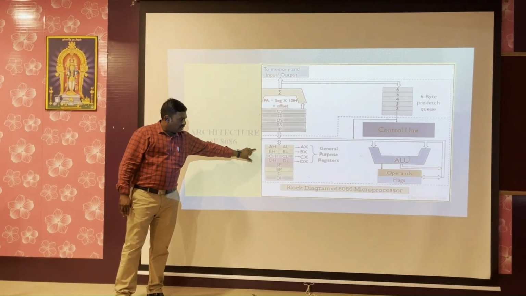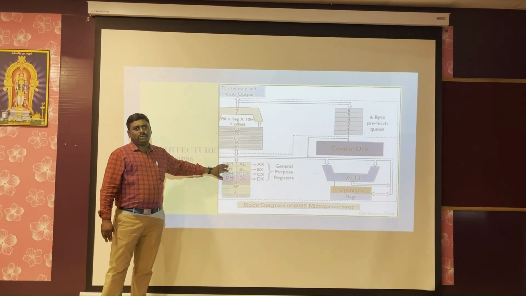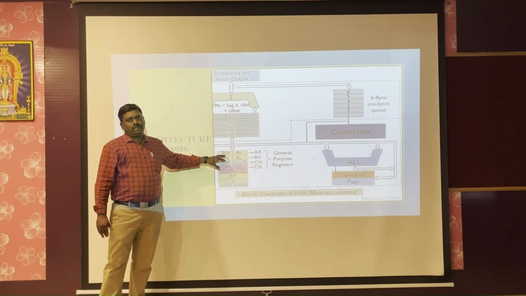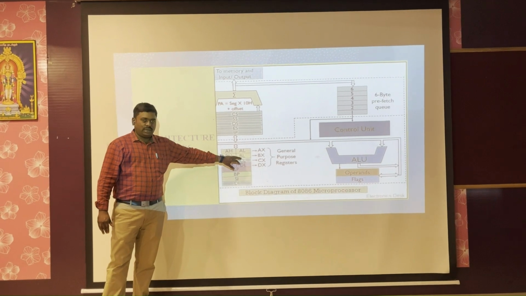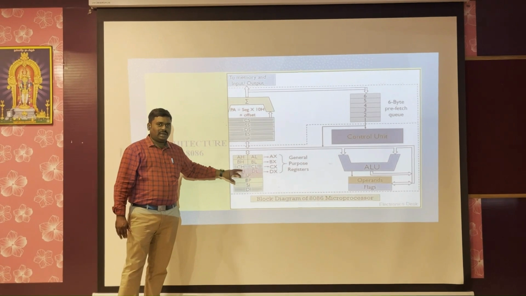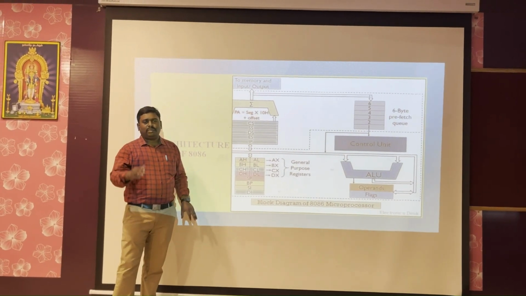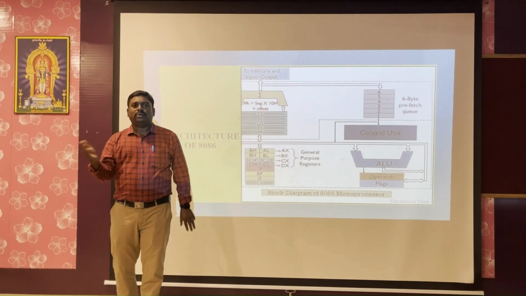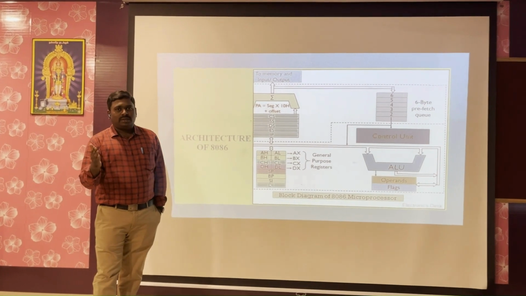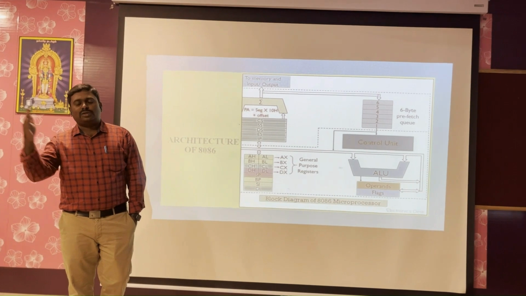Similarly, the general purpose registers. Here we have two 8-bit registers: AX, which is the combination of AL and AH. Similarly, BX, which is the combination of BL and BH. Similarly, CX, which is the combination of CL and CH. Next, DX, the combination of DL and DH. DL belongs to 8-bit, DH belongs to 8-bit, totally 16-bit. So the 16-bit processor takes a 16-bit input, which will be processed, and gives a 16-bit output.